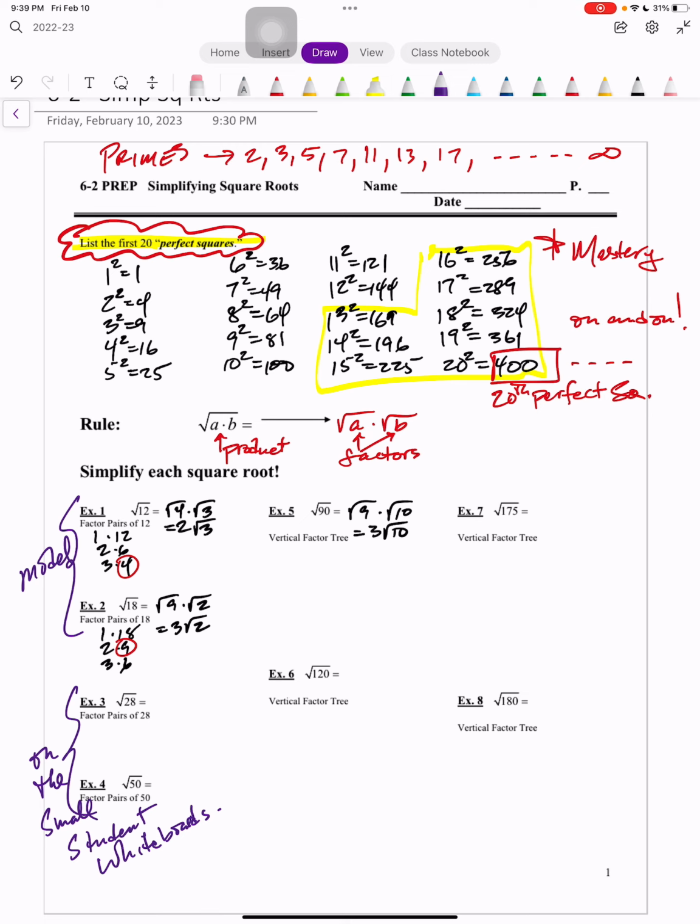And then when we get to number 6 on, that's when I start using the vertical factor tree. So here we go. I start off with 120 and I draw a vertical line, and then I put the word factor up here. And we want to start off with the smallest prime factor. So I'm going to write the word prime factor here. These are prime factors. And the smallest prime factor in existence is 2.